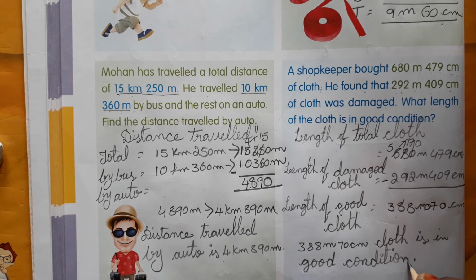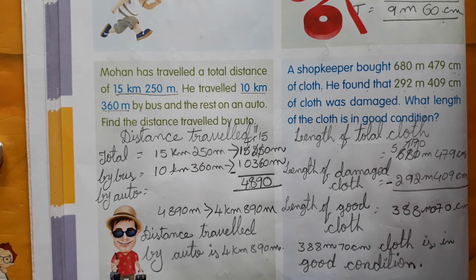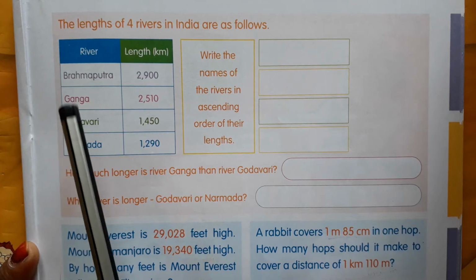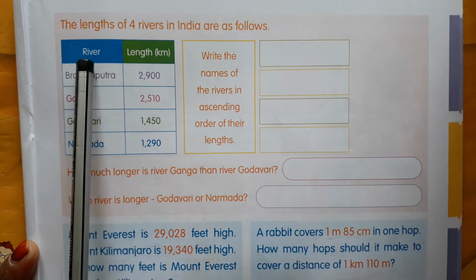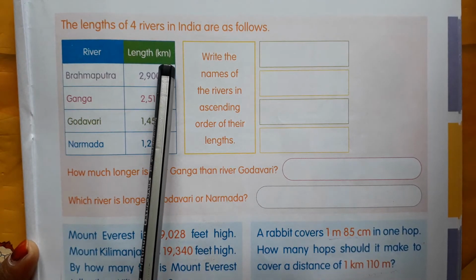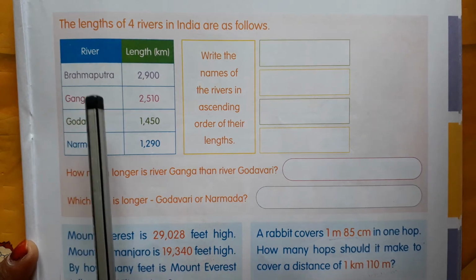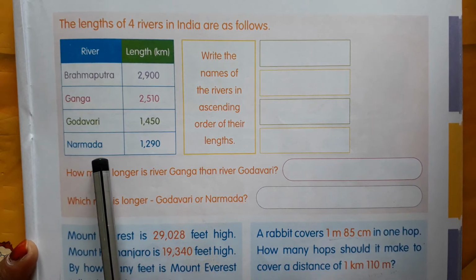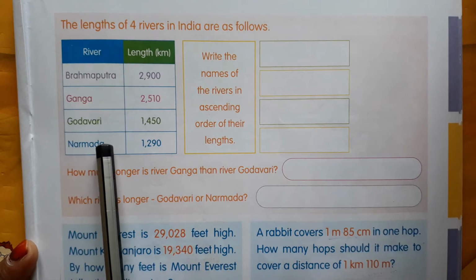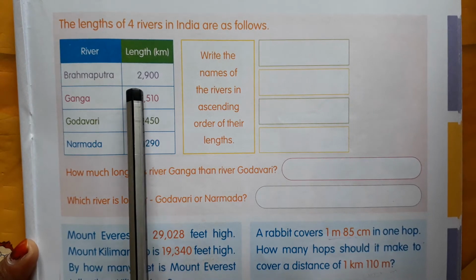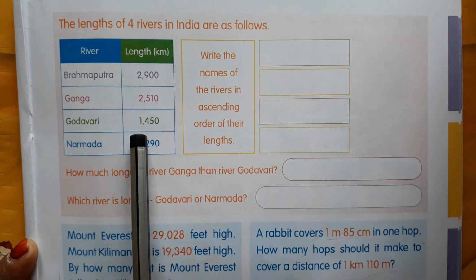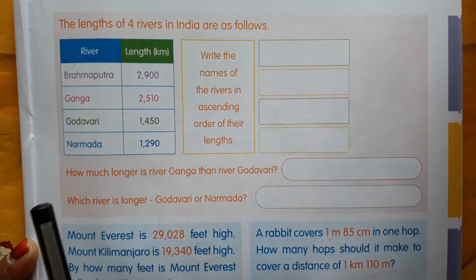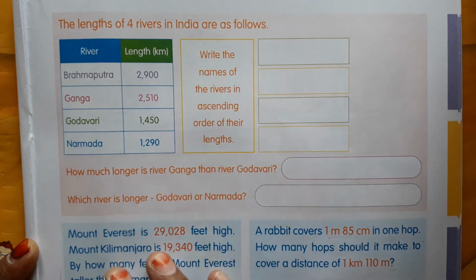Okay, come to the next page. The lengths of 4 rivers in India are as follows. Look here, river length in kilometers. Brahmaputra, Ganga, Godavari, Narmada. 4 rivers are given and their lengths 2900, 2510, 1450, 1290. And they are asking questions here.